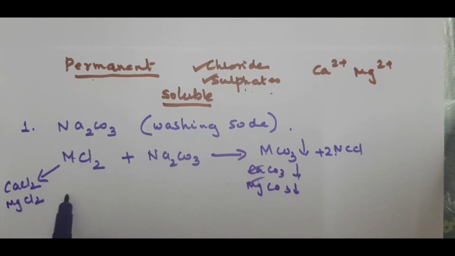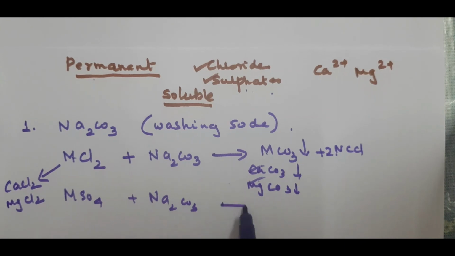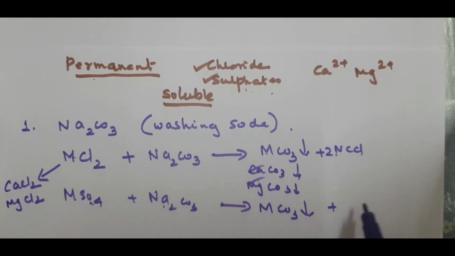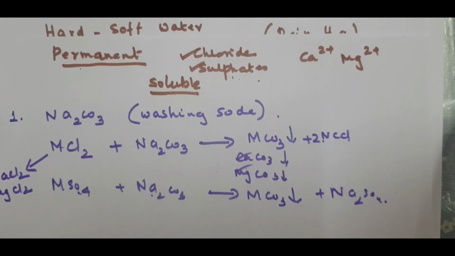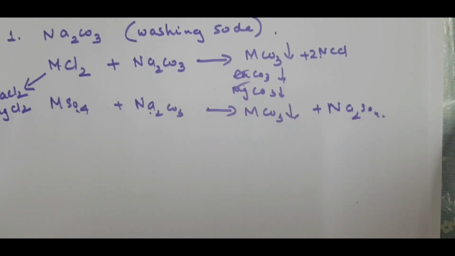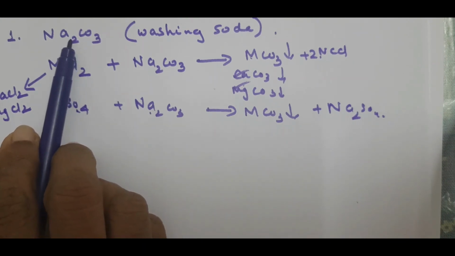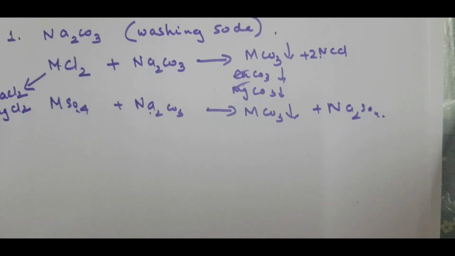Now if you take an example like sulfates, chlorides and sulfates, right? So MSO4 plus Na2CO3, again what happens? MCO3 is getting precipitated plus Na2SO4. See? So these are the chemical reactions happening in this treatment with the washing soda. So this is the first method by which you can remove the permanent hardness of water.